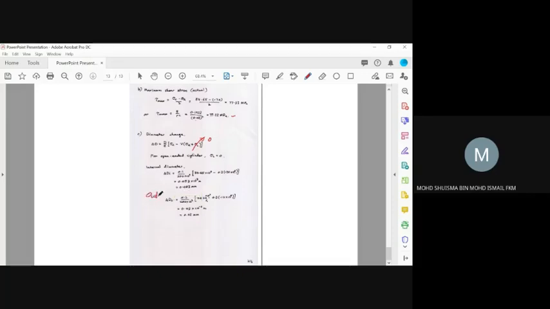For the outer diameter, we use the outer stresses, sigma C outer and sigma R outer as well. Okay. So delta DO, change in the outer diameter or external diameter, is equal to D, in this case DO, over E times sigma CO minus nu sigma RO. Okay. So we can get the change in the external diameter is 0.03 mm. Okay.